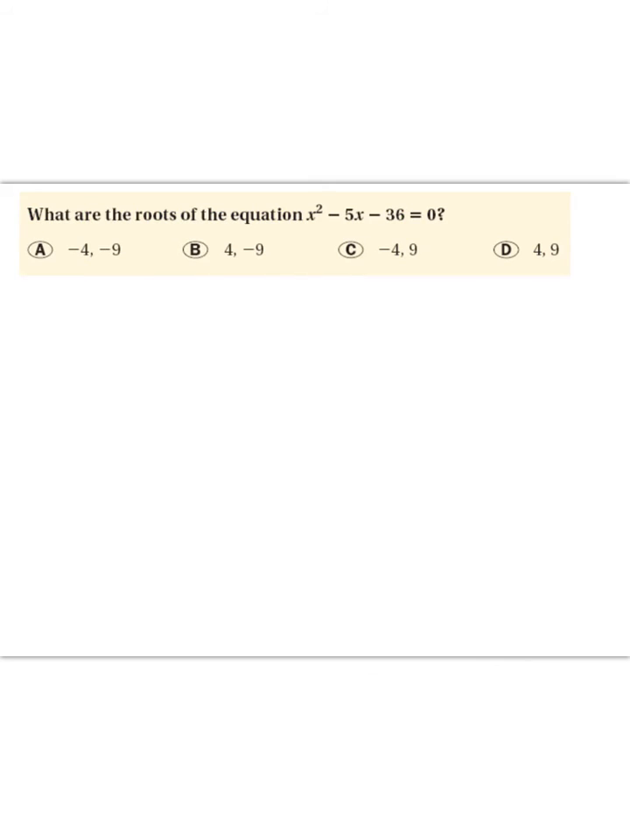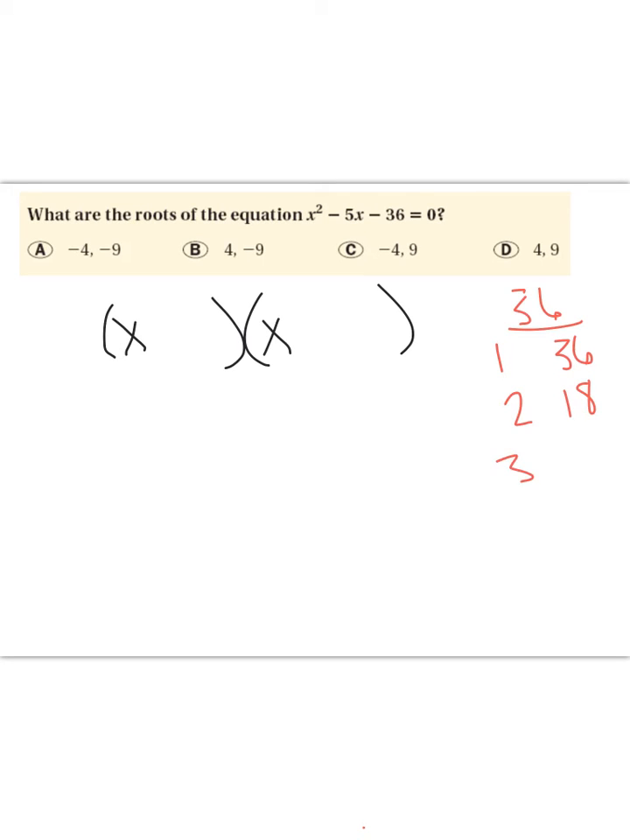So we need to find the roots in this example, and the first step would be to factor. So what two numbers multiplied give us negative 36, and when we add them we get negative 5? Well, first I'm going to look at my factors of 36. So I have 1 and 36, 2 and 18, 3 and 12, 4 and 9, and 6 and 6.